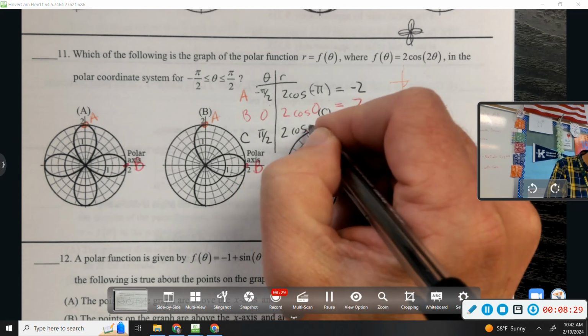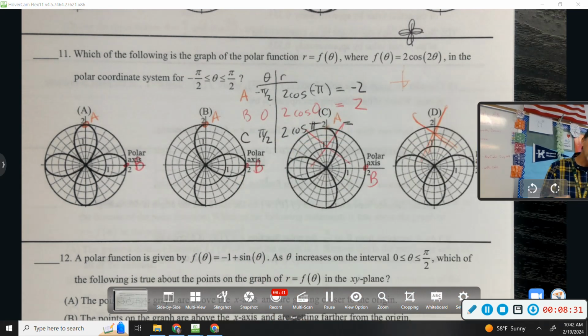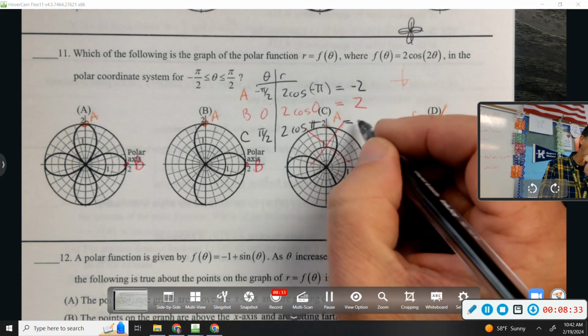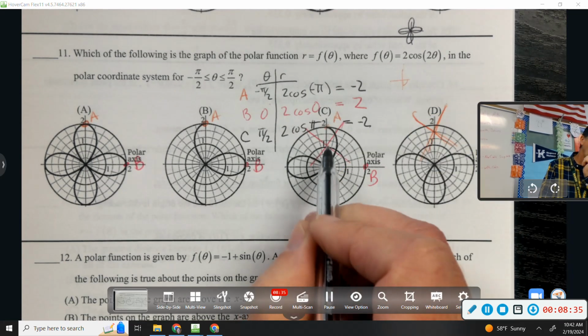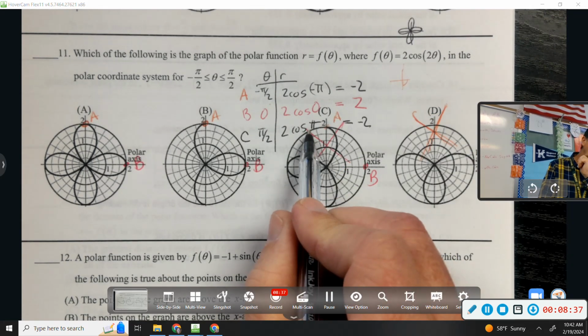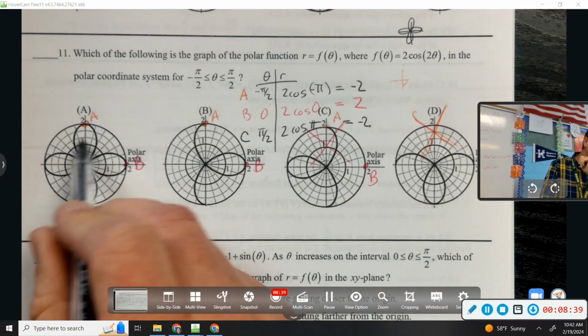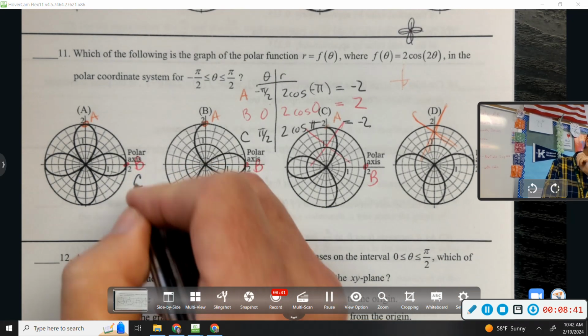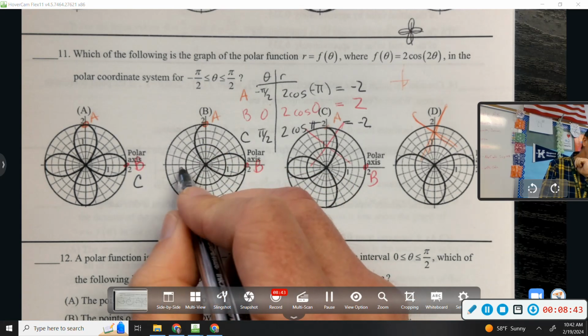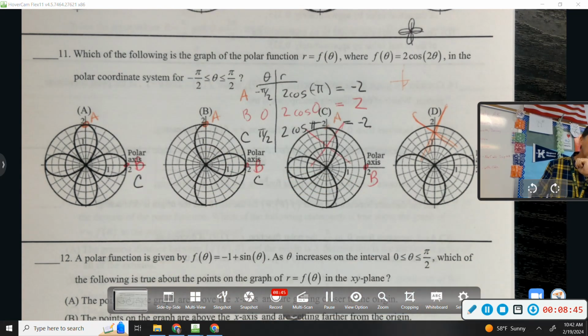2 cosine of pi. Cosine of pi is negative 1. So that means I want to rotate pi and go out negative 2. Rotate pi, go out negative 2. Uh-oh, both of them have it. So which one is it?